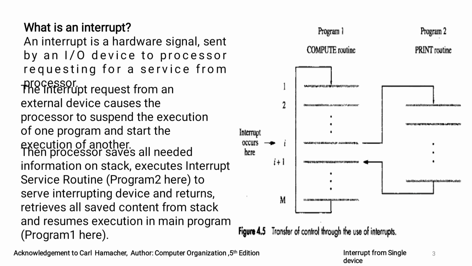An interrupt is a hardware signal sent by an I/O device to the processor requesting a service from the processor. We all know that several I/O devices, that means input output devices, will be connected to the processor over the bus. Examples are keyboard, monitor and printer, the most commonly used input and output devices. Whenever any I/O device wants service from the processor, it sends a hardware signal, that means it sends an interrupt request signal on one of the bus lines. That is what a hardware signal is.